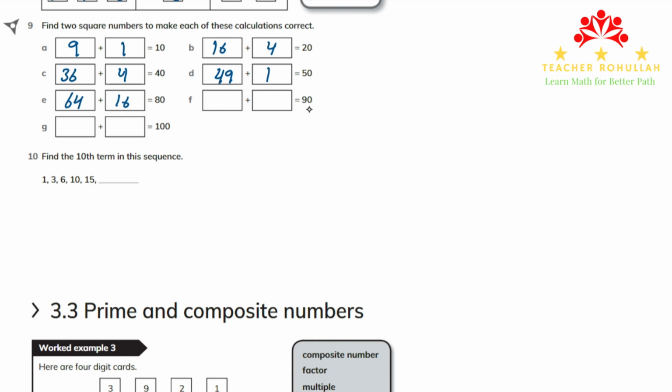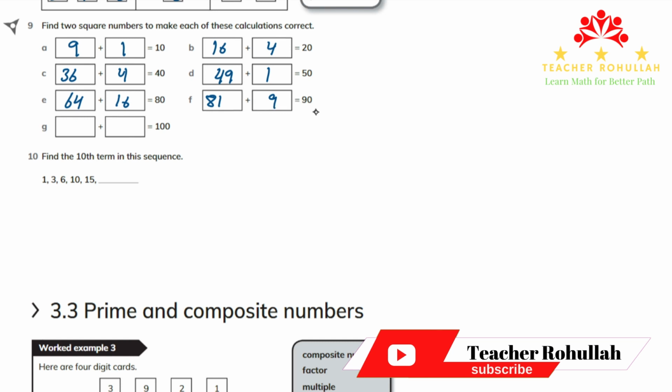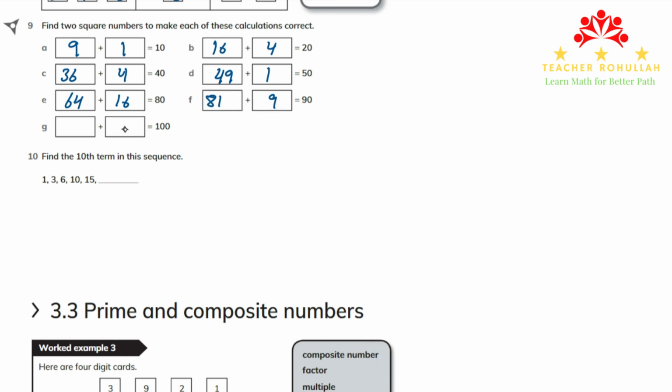Which two square numbers gives us 90? It is 81 and 9. 81 plus 9 is 90. And the last one is giving us the sum of 100. Which two square numbers can they be? It can be 64 and 36. Because 64 plus 36 is 100 and both of them are square numbers. We are done with question 9.